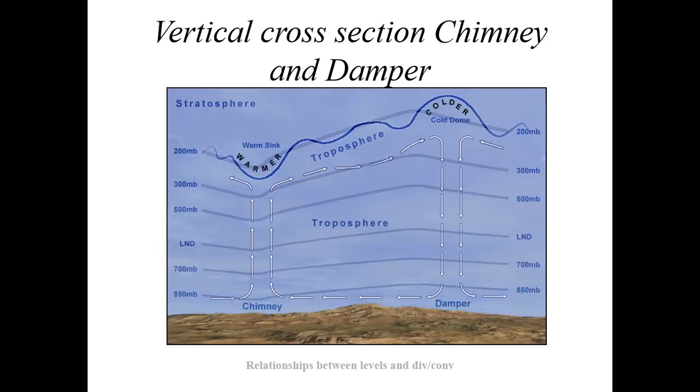And there it is once again. I already explained this pretty well, so I'm not going to harp on it too much more. I explained this earlier in the training session, but it just again shows the warm sinks. Generally from the stratosphere, that warmer air comes down into the upper troposphere in an area where you have upper level divergence, the chimney effect. The colder dome is associated with the damper effect where you have upper level convergence, the sinking air motion.